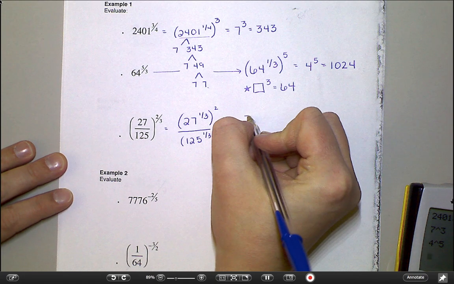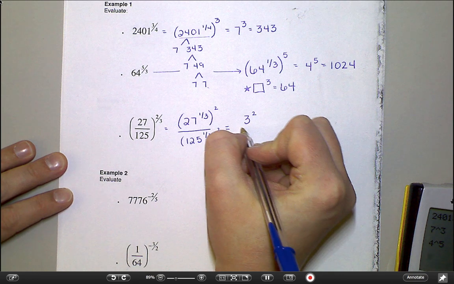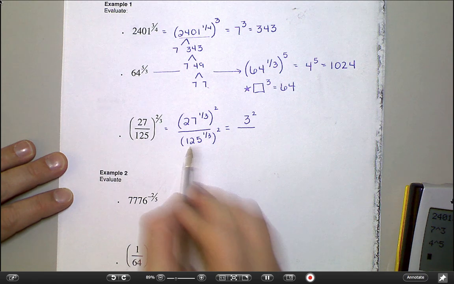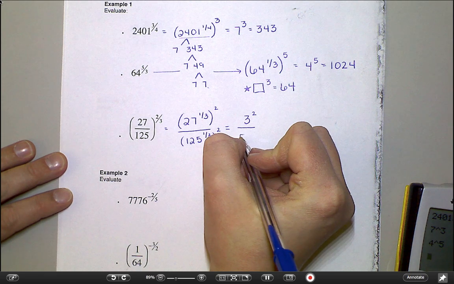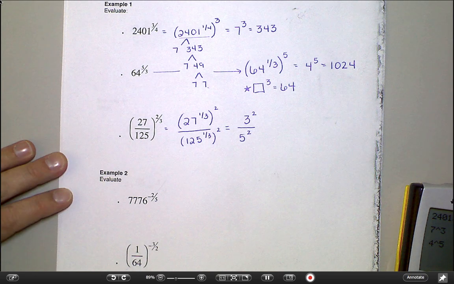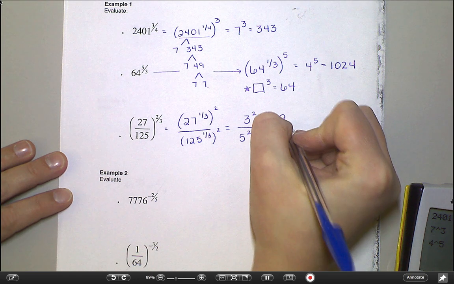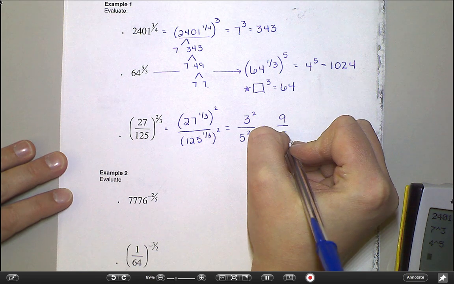That'd be 3, and that's still being squared. 125 to the 1/3, so what to the 3rd power is 125? That'd be 5, and I'm squaring it. Okay, and so then 3 squared is 9, 5 squared is 25.